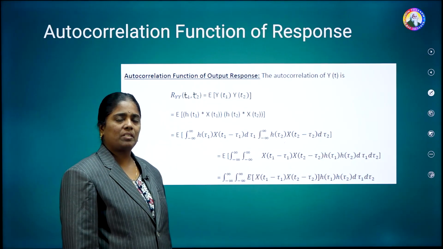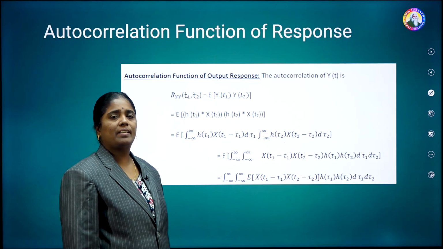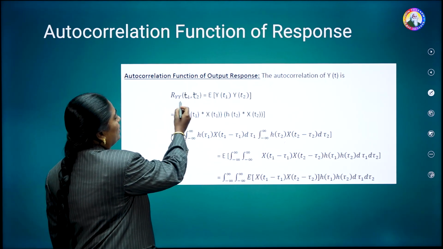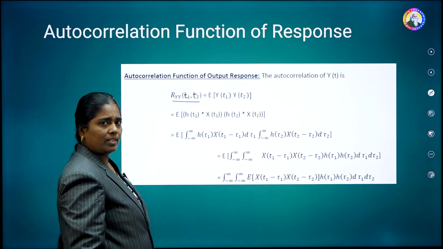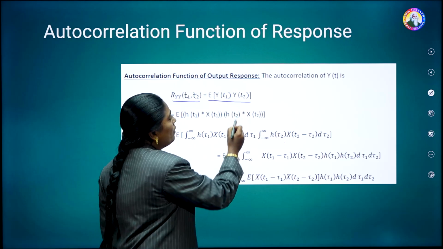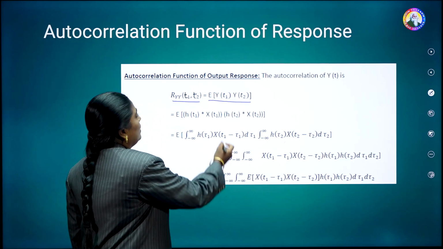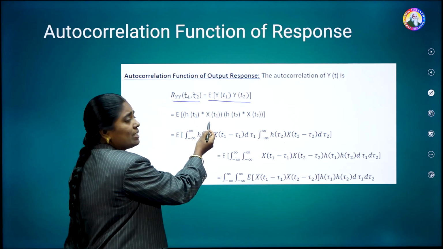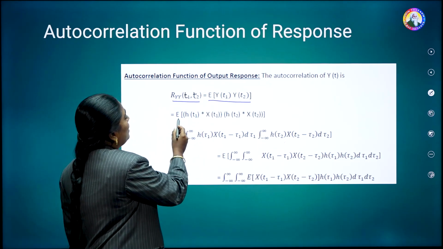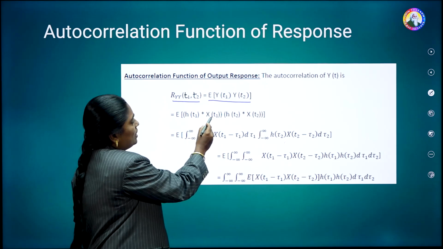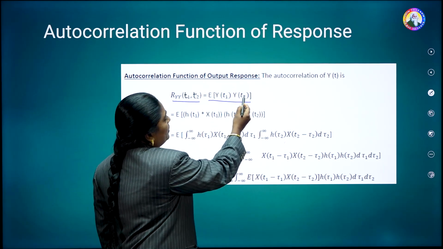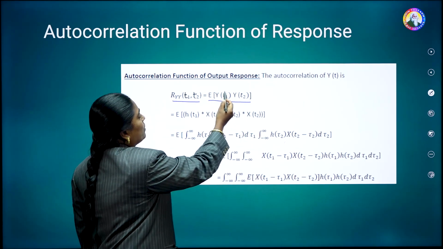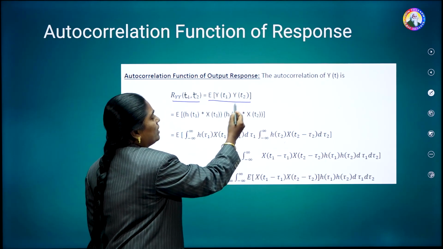Next topic is the autocorrelation function of the system response. The system response is indicated as y of t. Then its autocorrelation function is Ryy of t1, t2. The respective formula is the expected value of y of t1 into y of t2. In this, substitute the expression for y of t1. Y of t1 is the convolution of h of t as well as x of t. Therefore, this can be written as E of h of t1 convolution with x of t1. Similarly, y of t2 we write as h of t2 convolution with x of t2.